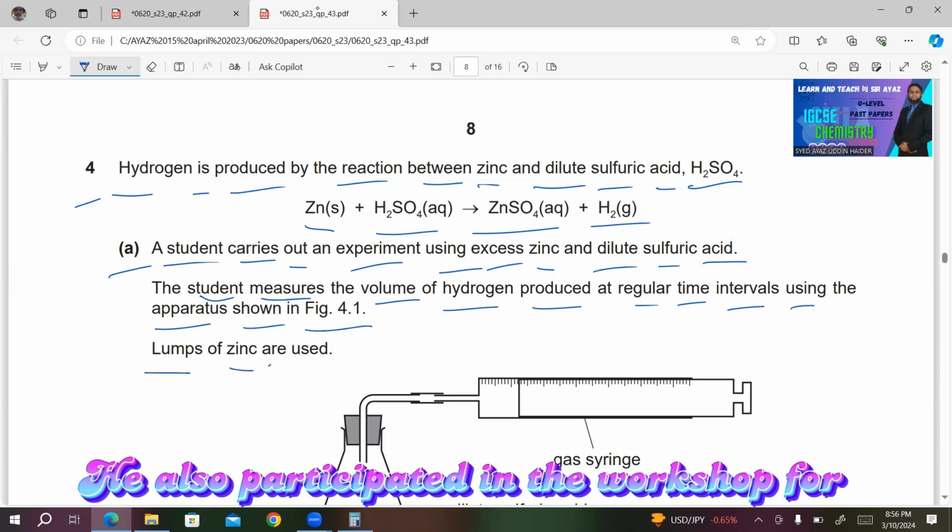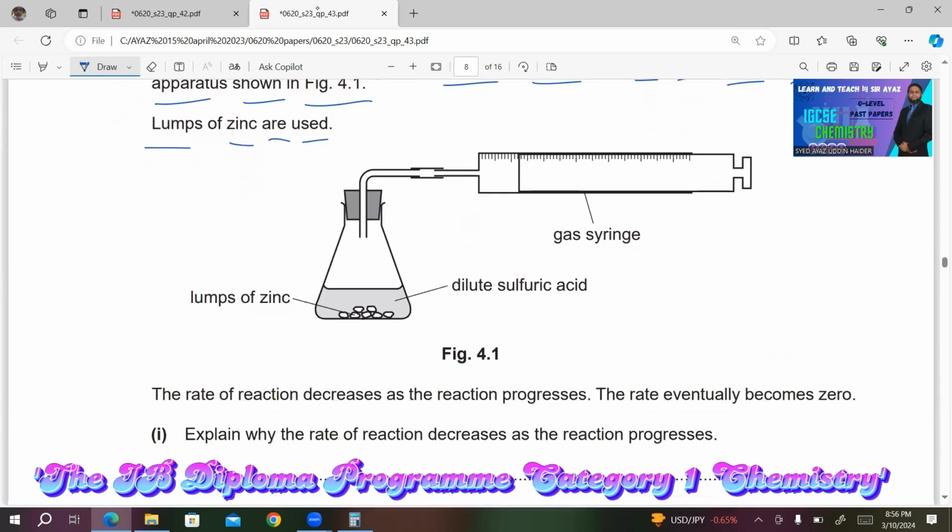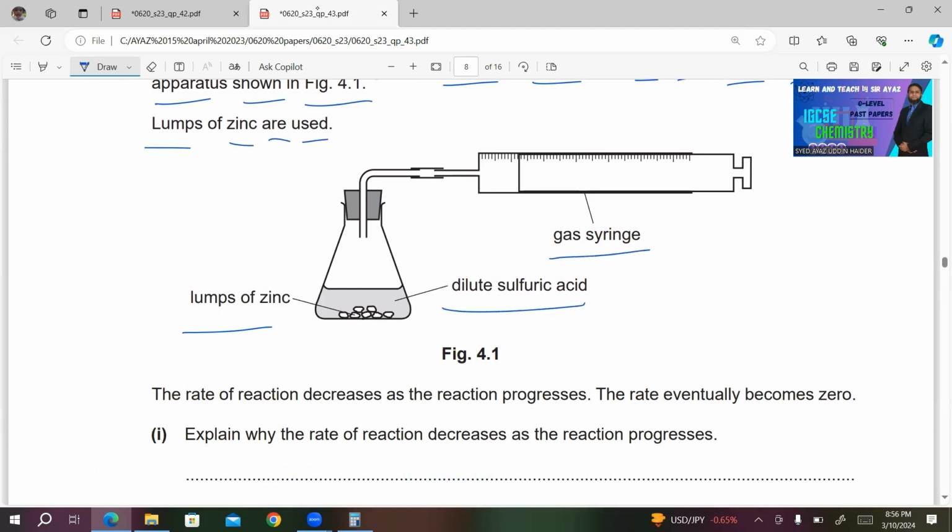Lumps of zinc are used. Here's the apparatus. These are the lumps of zinc, dilute sulfuric acid, and we have gas syringe in order to collect the gas. The rate of reaction decreases as the reaction progresses. The rate eventually becomes 0. 1. Explain why the rate of reaction decreases as the reaction progresses.